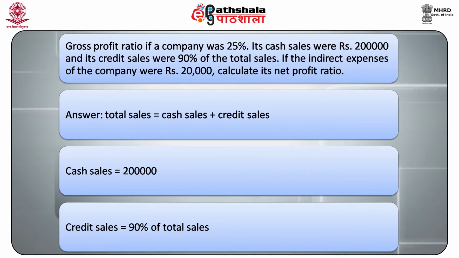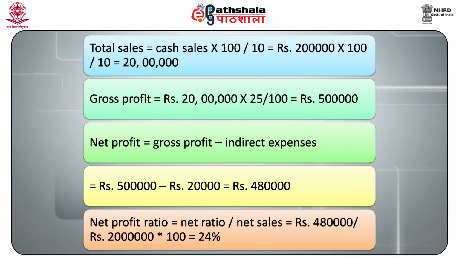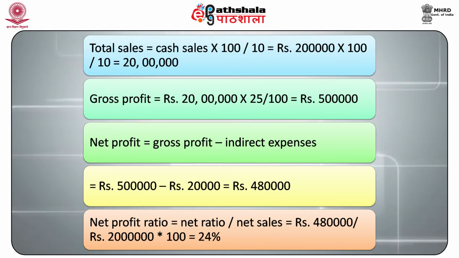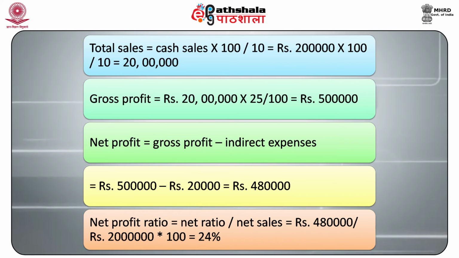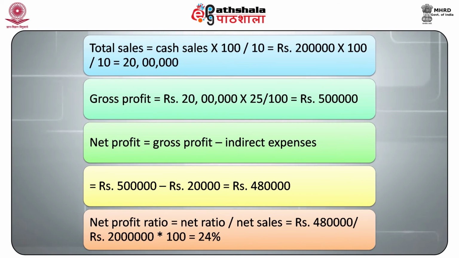Example 12. Gross profit ratio of a company was 25%. Its cash sales were rupees 2 lakh and its credit sales were 90% of the total sales. If the indirect expenses of the company were rupees 20,000, calculate its net profit. The solution for this: total sales equal cash sales plus credit sales. Cash sales equal 2 lakh. The credit sales is 90% of total sales. The total sales equal cash sales into 100 divided by 10, which is rupees 2 lakh into 100 divided by 10, which is 20 lakhs.